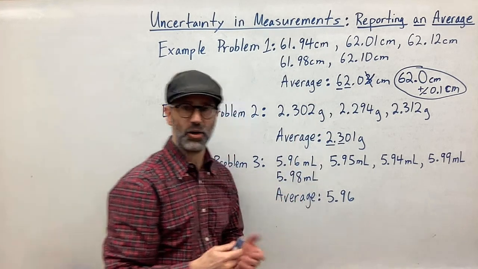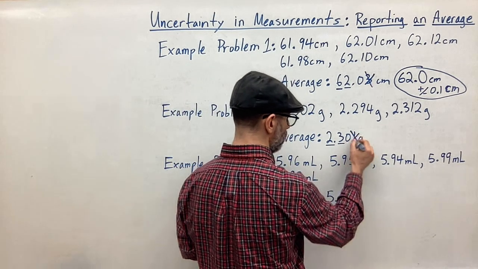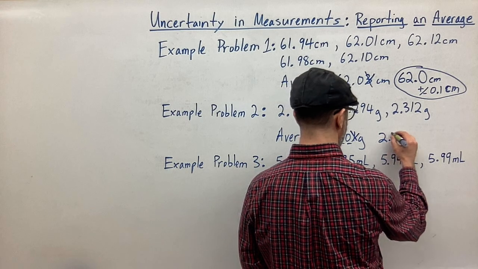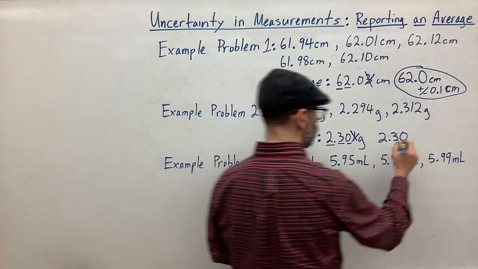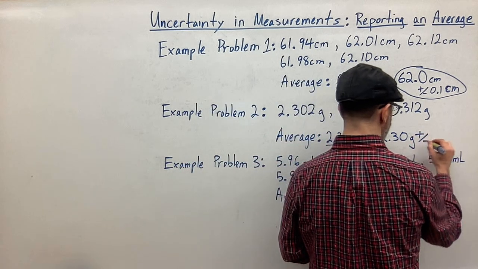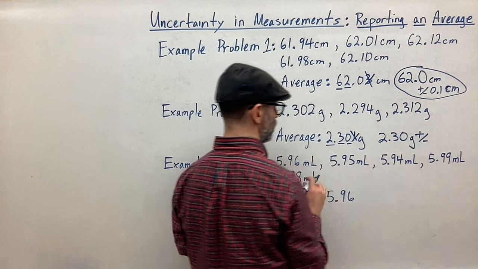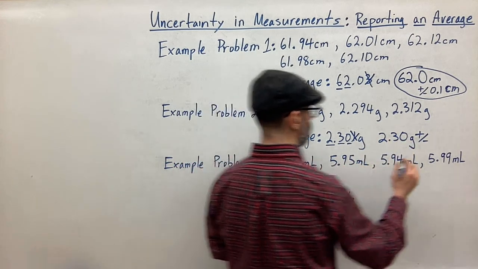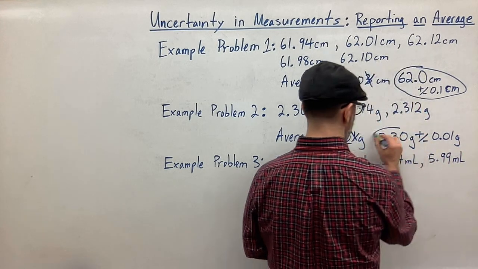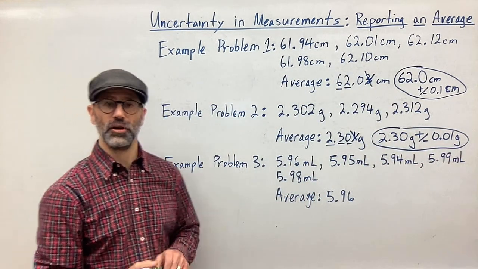Because I'm only allowed one uncertain digit, I'm going to drop this one and I'm going to keep the 0. So I would report 2.30 grams as my average plus or minus fluctuation in this last digit here, right? So then that would be plus or minus 0.01 grams. So this is the way that I would report my average with the uncertainty.